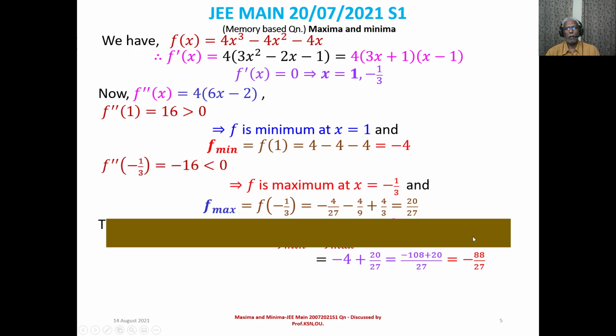Let's look at the options. In these options, minus 88 by 27 is option 3. Therefore, our answer is option 3.